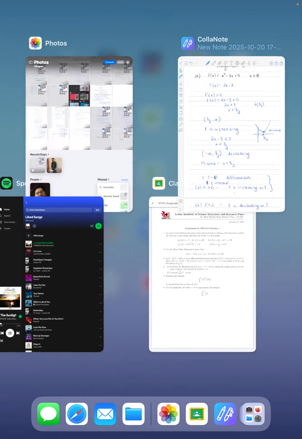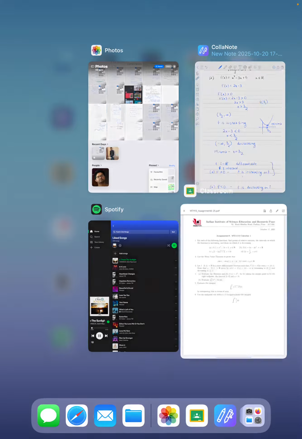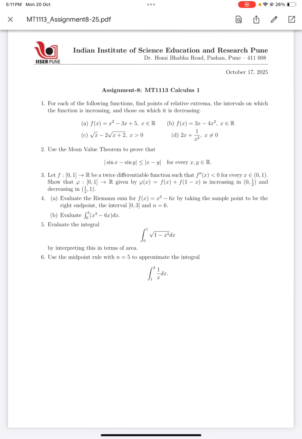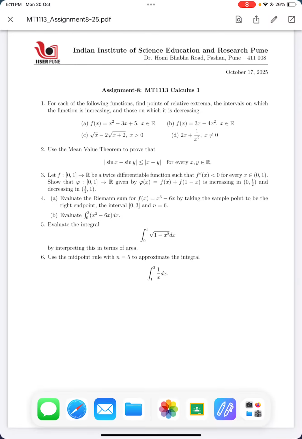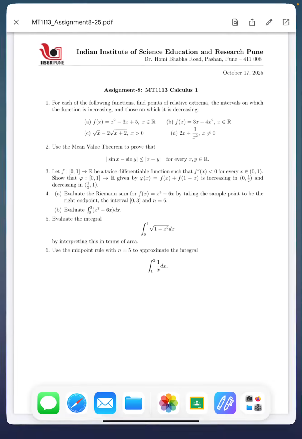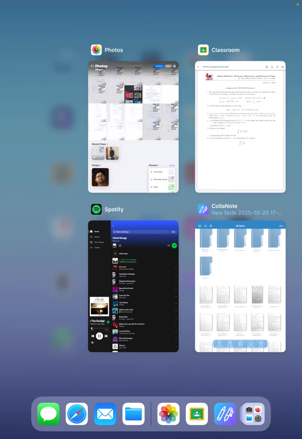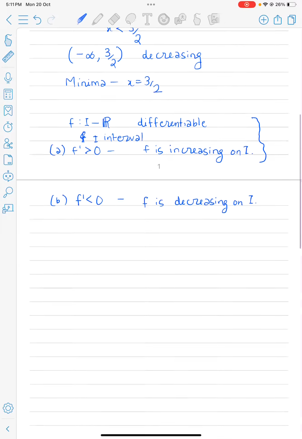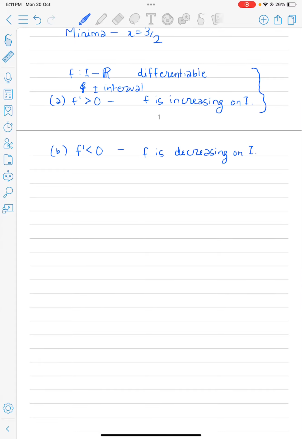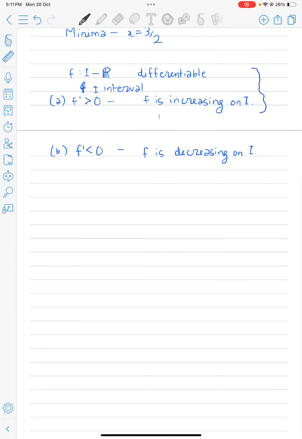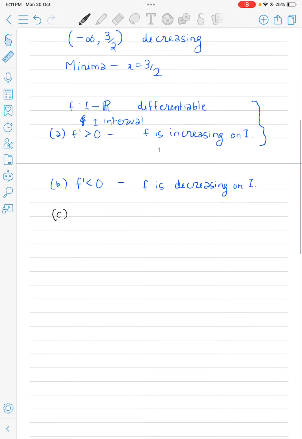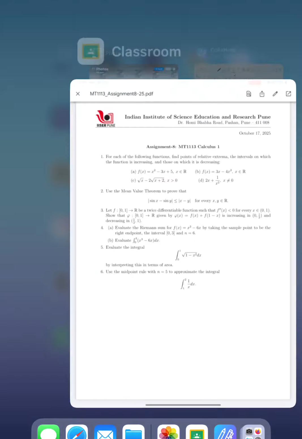What is the next question? Let's go to 1B or 1C. Which one do you want me to do? 1B is of similar type. Let's do 1C. Okay. 1C. Let me check.